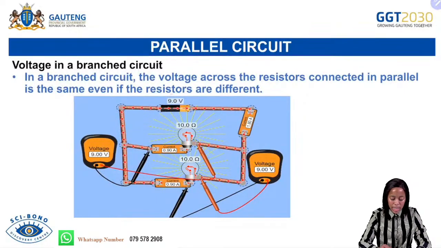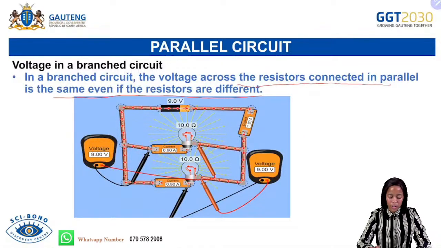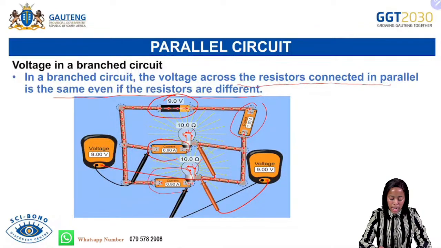Next, it says that in a branch circuit, the voltage across the resistors connected in parallel is the same, even if the resistors are different. Remember, the light bulbs are serving as our resistors. We spoke about the current in a parallel circuit, and we said the current is divided. That is why we have that. But when it comes to the voltage, we can see that on the battery we have a total voltage of 9 volts.